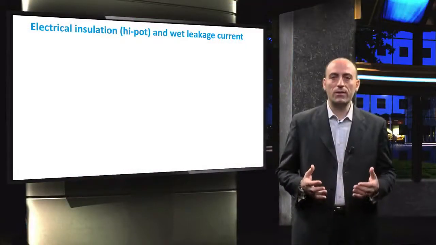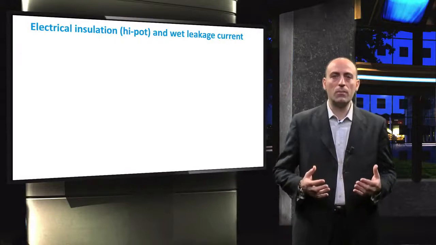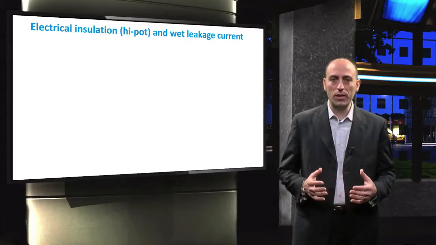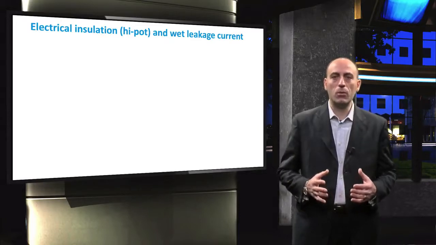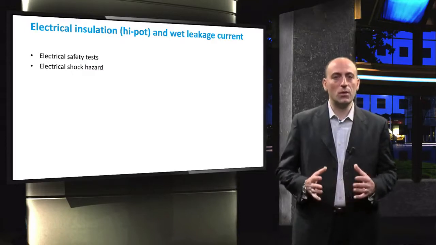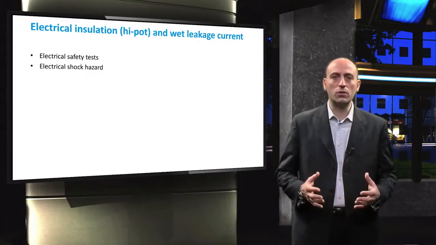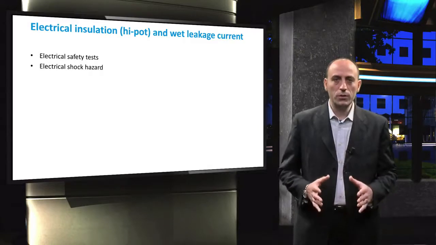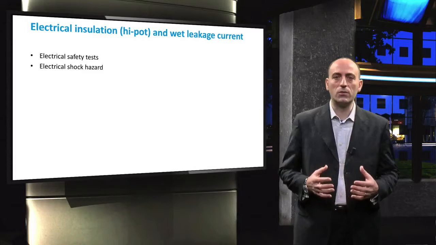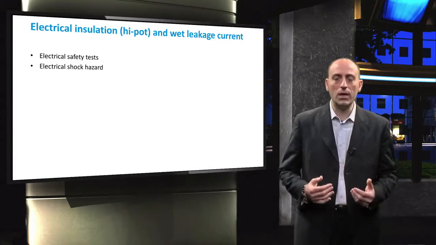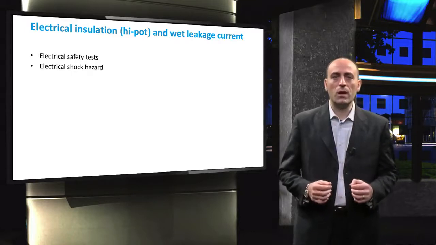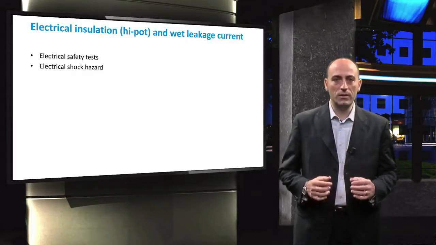Besides the durability and the degradation tests, there are also mandatory electrical safety tests. Electrical insulation due to high potential and the wet leakage current are both electrical safety tests. These tests ensure that there is no electric shock hazard when the modules operate in the field. During the electrical insulation test, a DC voltage of 1000 volts plus 2 times the maximum system voltage is applied for a short amount of time. The module should not break down or experience any other failure by this test.